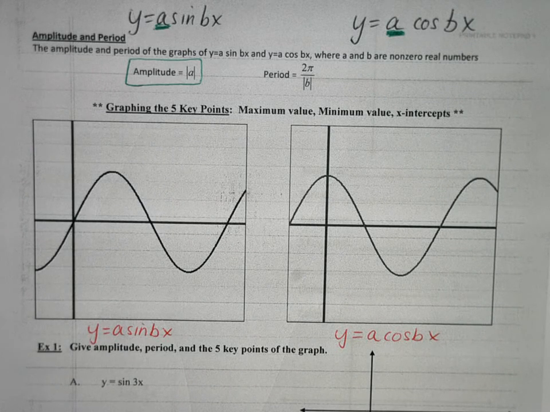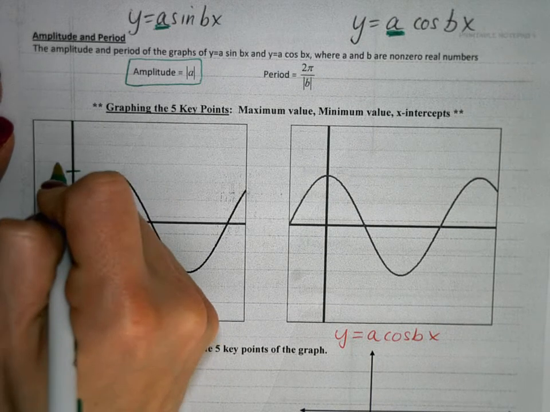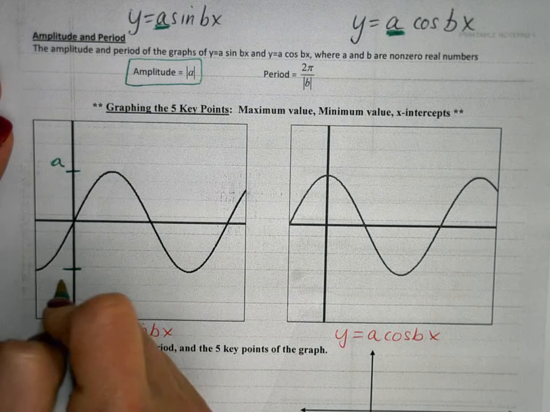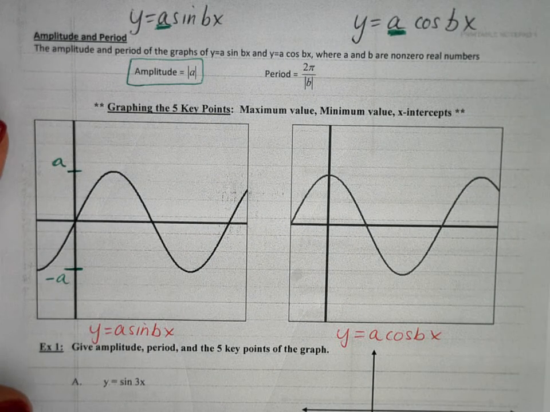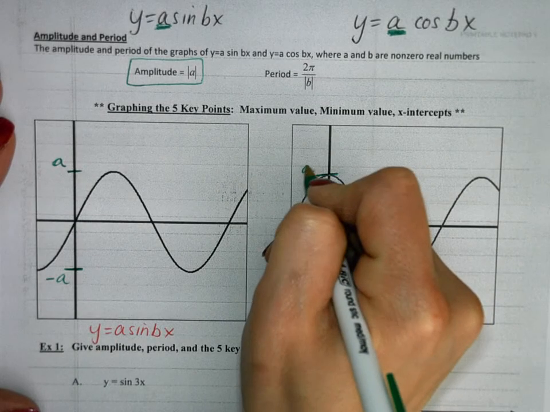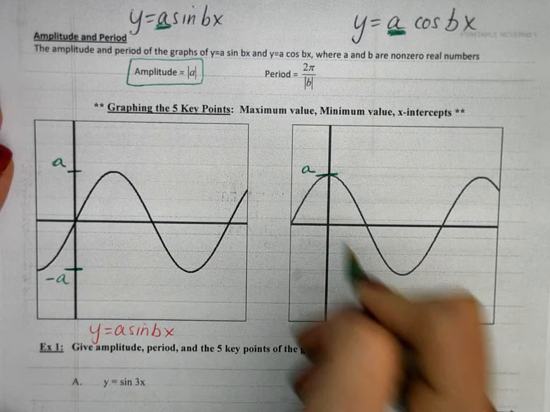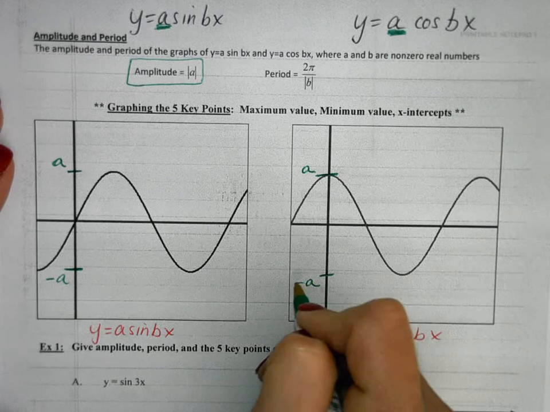The distance from the middle to the top and the distance from the middle to the bottom. So in other words, the distance on my graph from the middle of my graph to the top is a distance of a units, and from the middle to the bottom of my graph is a distance of a units as well. Cosine is the same thing. The distance from the middle of my graph to the top of my graph is a units. The distance from the middle of my graph to the bottom of my graph is a units also.